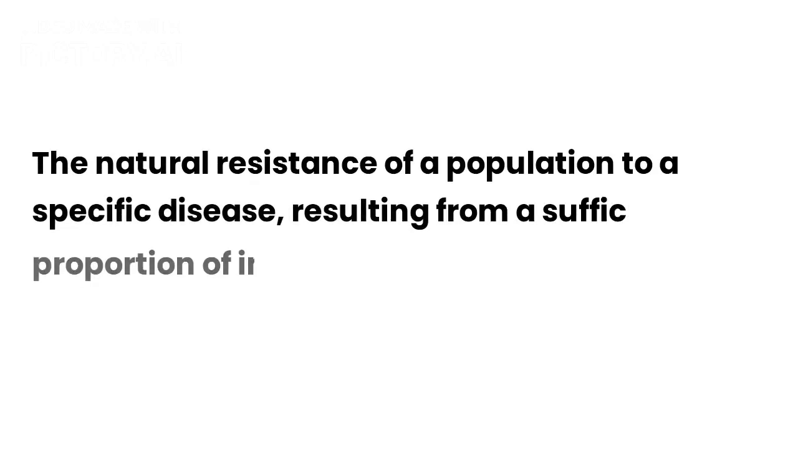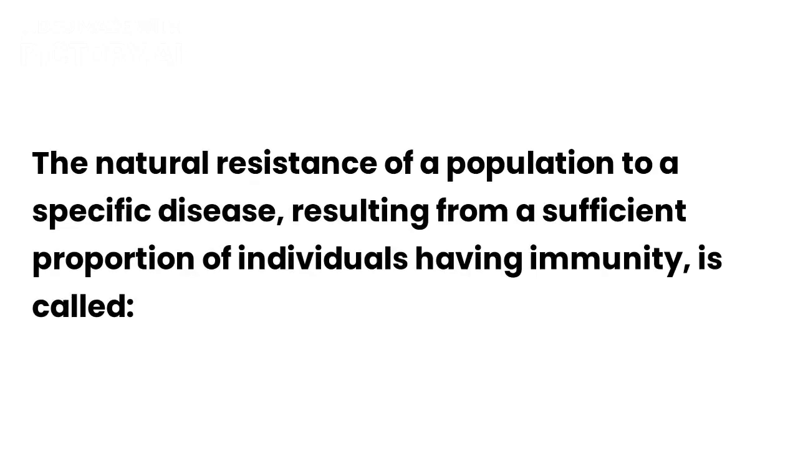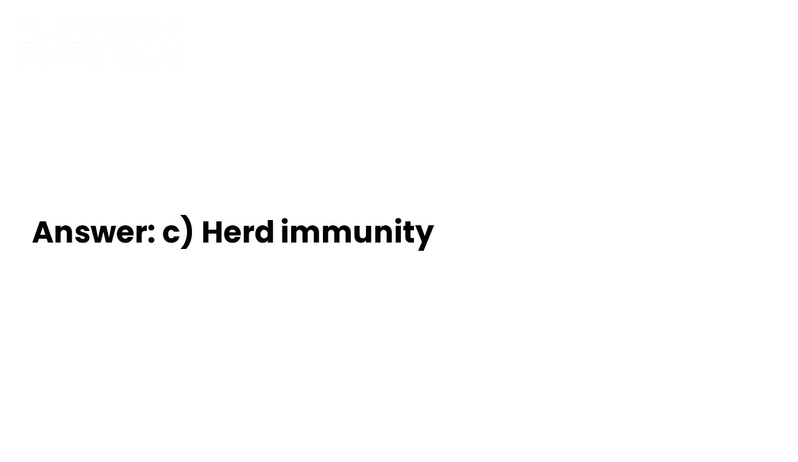18. The natural resistance of a population to a specific disease, resulting from a sufficient proportion of individuals having immunity, is called A. epidemic control. B. endemic control. C. herd immunity. D. zoonotic immunity. Answer: C. herd immunity.